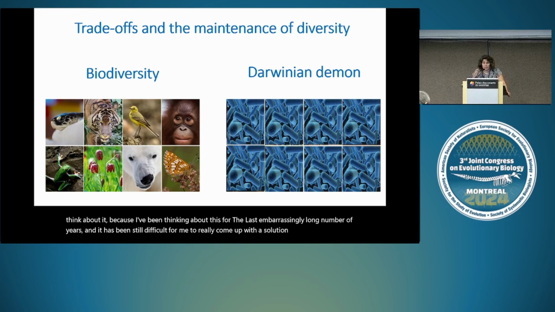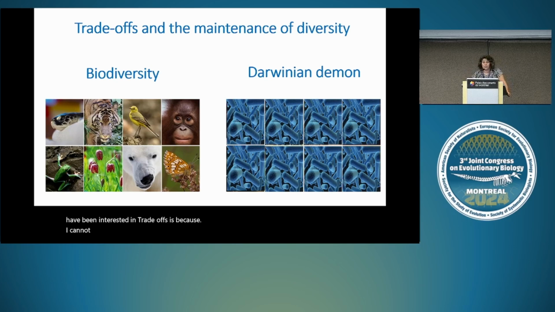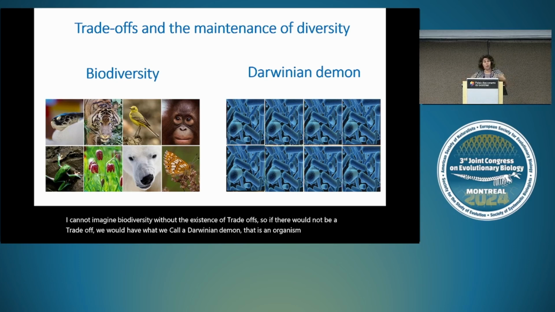So the reason why I have been interested in trade-offs is because I cannot imagine biodiversity without the existence of trade-offs. So if there were not a trade-off, we would have what we call a Darwinian demon, that is an organism that is able to adapt to all environments, which obviously would be a bacteria, which was the first organism that appeared. And we know that the world is not like that, luckily.